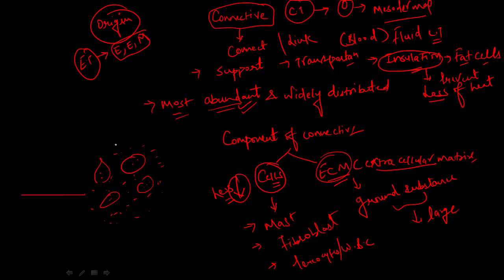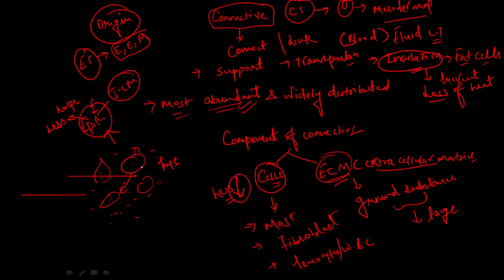If I compare this to the previous one, the epithelial tissue, in epithelial there is an intracellular matrix, not the extracellular matrix. That is present inside the cell, and extra means it is present outside the cell. So the ECM in epithelial is not present even, and if it is present, the amount is very less in case of epithelium. But in connective tissue, the ECM is in a huge amount. That means the space present in between the cells is very large.